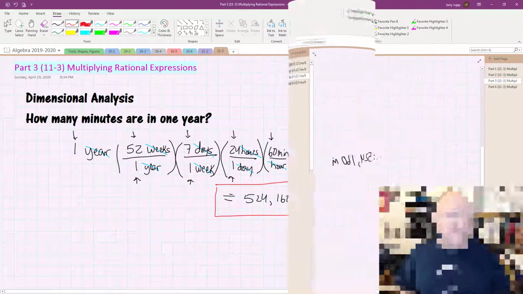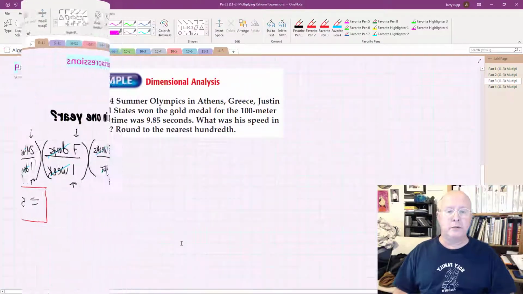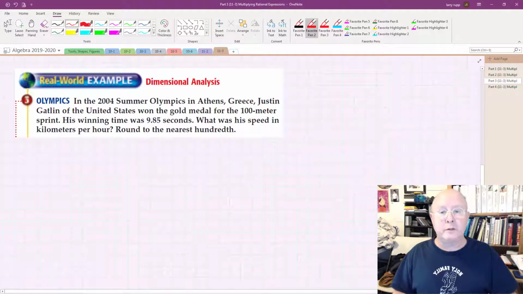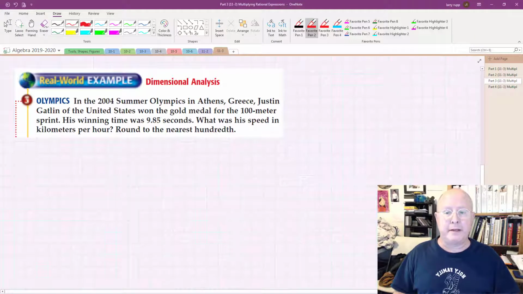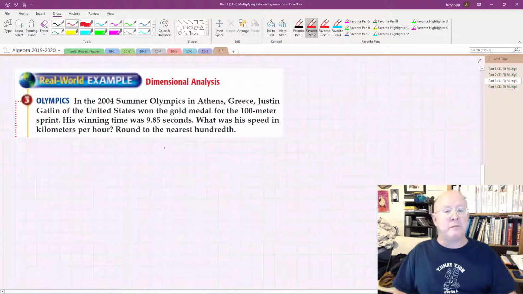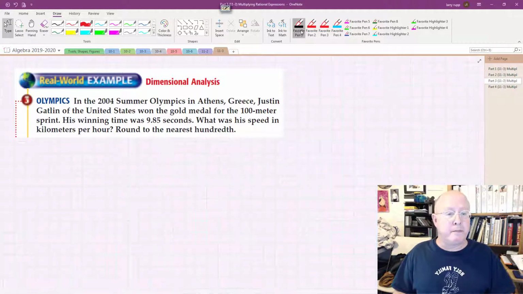Okay? Let's do a real world example then. Okay, and it says here, this is example 3, in the 2004 Summer Olympics in Athens, Greece, Justin Gatlin of the United States won the gold medal for the 100-meter sprint. His winning time was 9.85 seconds. What was his speed in kilometers per hour? And your final answer, you need to round to the nearest hundredth.